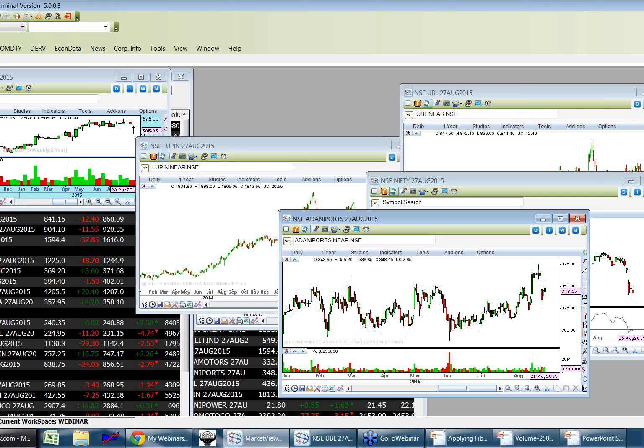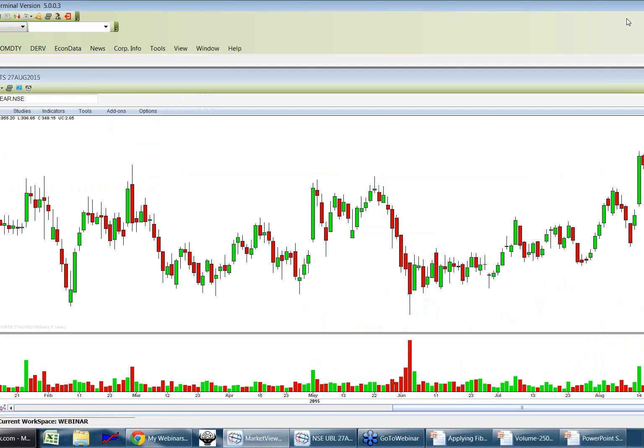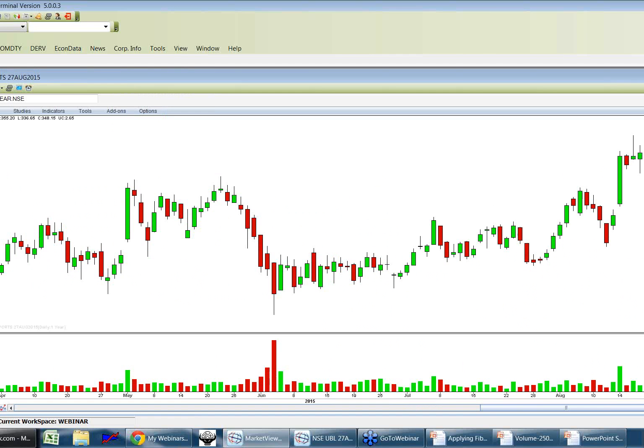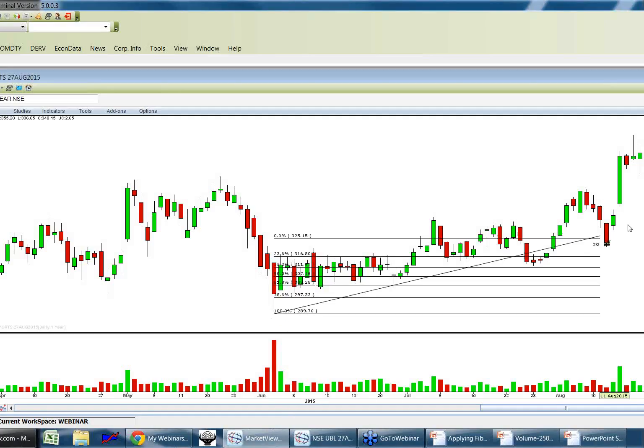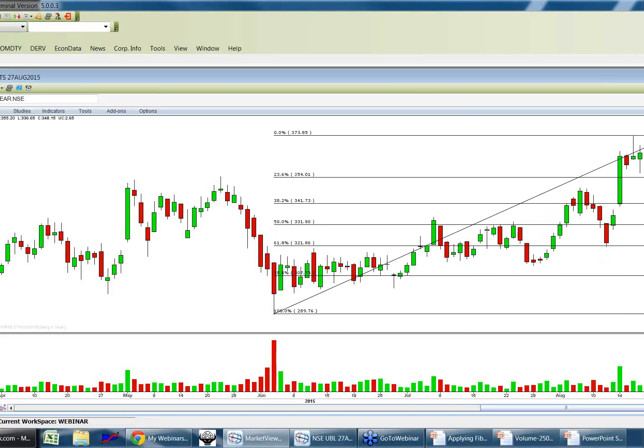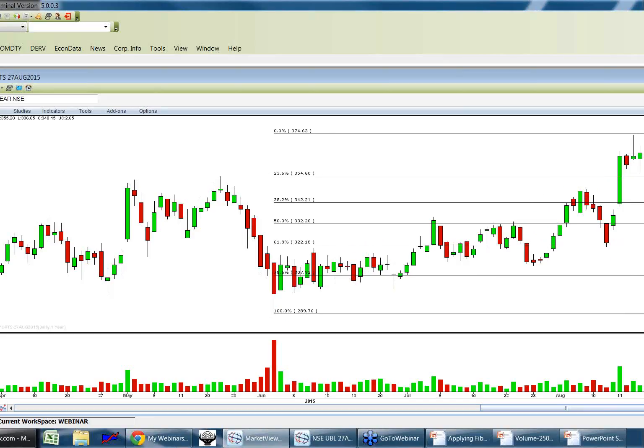Alright, this is the chart of Adani Port. Can everyone see Adani Port out here? This is the leg which I have considered from this low to this high. On a daily chart, it's taking support at 50% retracement of this whole leg.